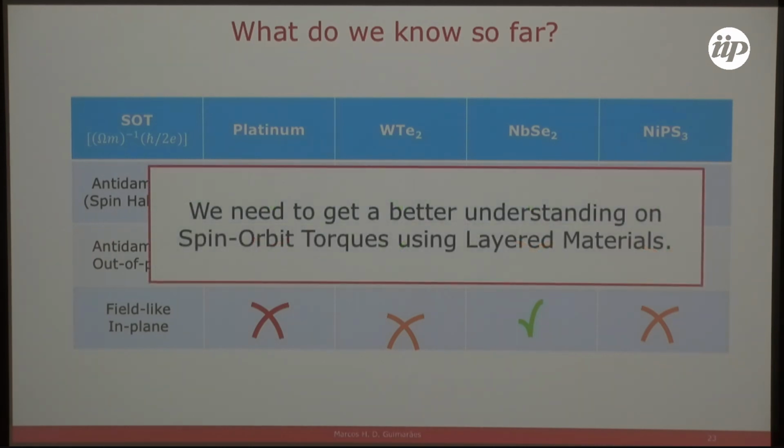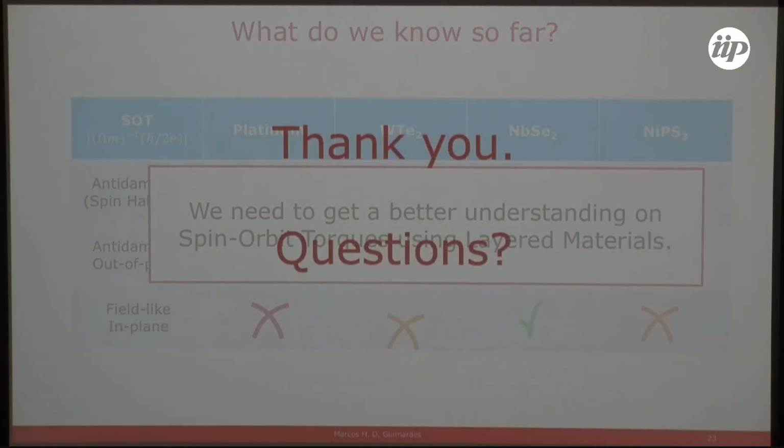So to summarize, we need to get a better understanding of that, and so we have to push the theoreticians to do a lot of work on this to actually tell us where they're coming from, so we can do more nice work in spin-orbit torques. So I would like to thank you and welcome any questions.